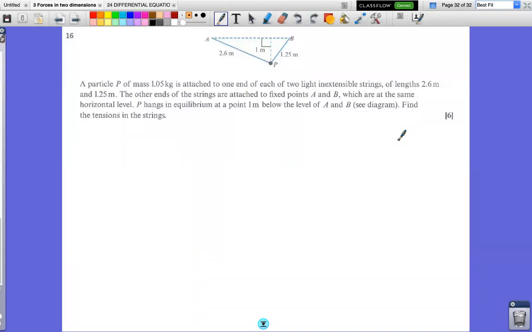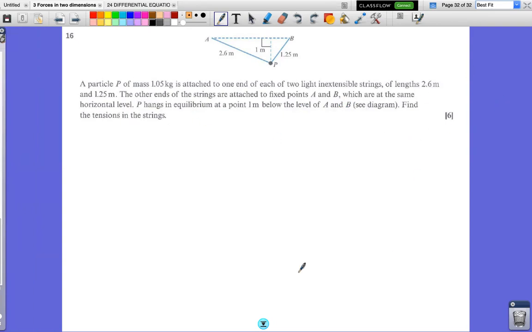16 says a particle P of mass 1.05 kilograms is attached to one end of each of two light inextensible strings of length 2.6 meters and 1.25 meters. The other ends of the strings are attached to fixed points A and B, which are at the same horizontal level. P hangs in equilibrium at a point 1 meter below the level of A and B. Find the tensions in the strings.